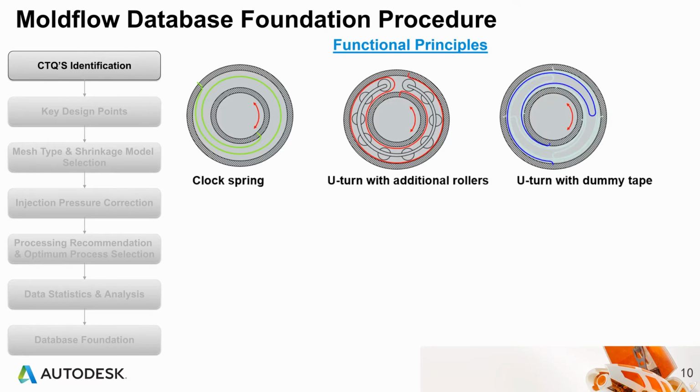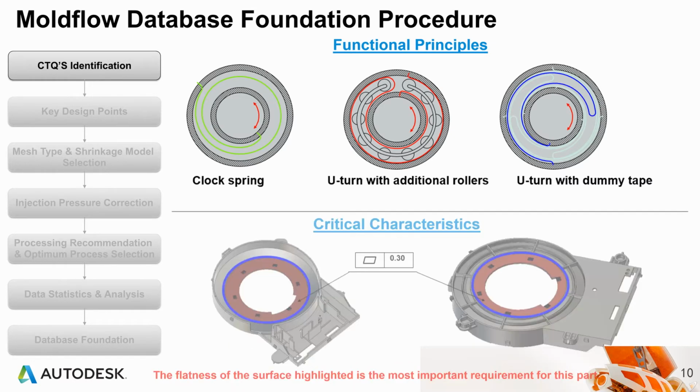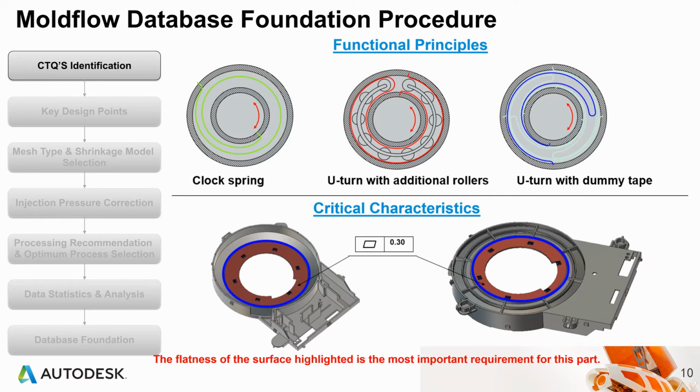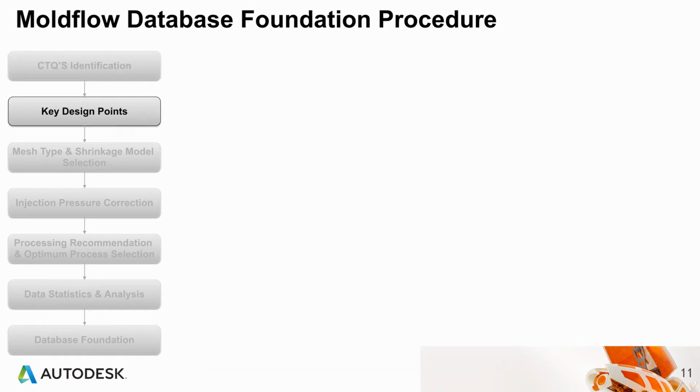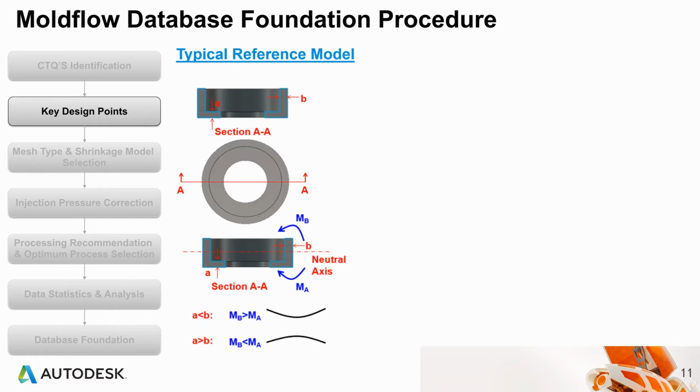State housing is a carrier of clock screen or rollers, and the flatness should be less than 0.3 millimeter. So the CTQ of state housing is the flatness. Next, we should find typical structures to represent state housing's behavior. Obviously, state housing is the typical ring shape.